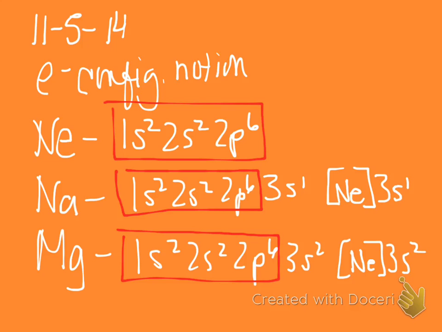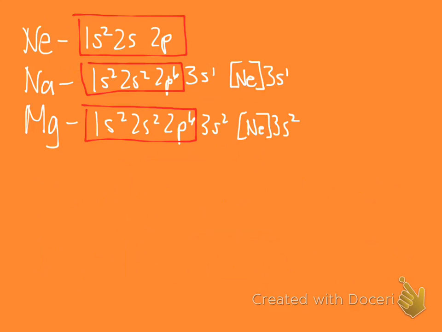So, let's practice the next one. What would be the next element going across the row from magnesium? Aluminum. So, let's do the notation for aluminum. Can you do the electron configuration notation? Well, can you go straight to noble gas notation? Try it. Do you need to do the electron configuration first? Okay, that's fine.